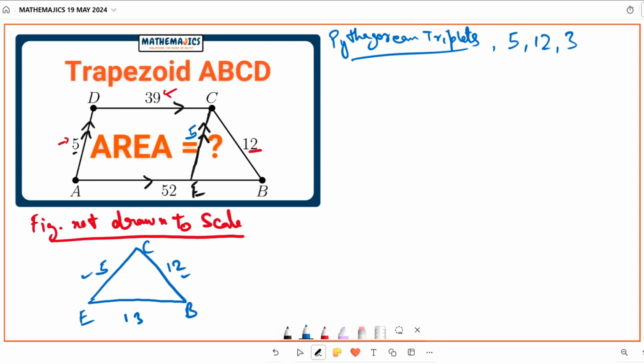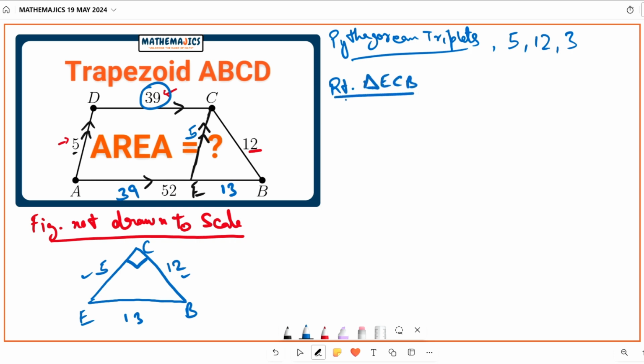Why? As I told you, this is a parallelogram ADCE. If this is 39, this will also be 39. And AB is total 52. 52 minus 39, we will get 13 here. So if this is a Pythagorean triplet, this triangle has to be a right triangle. Yes or no? So now we will go to right triangle ECB.